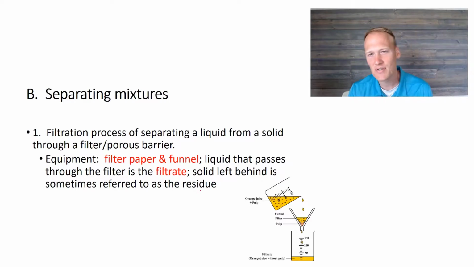The first way is through filtration. You have already done this in class. We use a filter paper and a funnel. You could do this with orange juice and pulp. The substance that comes through the filter paper is known as the filtrate, typically the purified liquid. And whatever you keep in the filter paper is typically thought of as the residue.